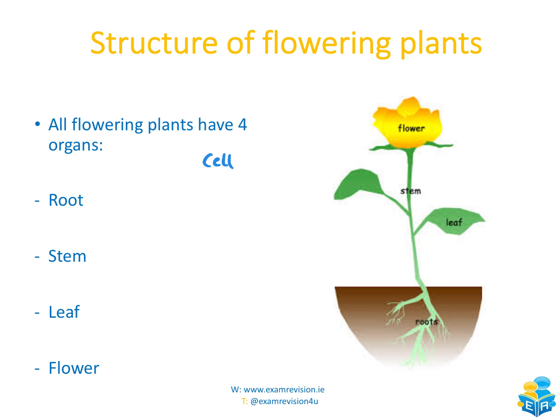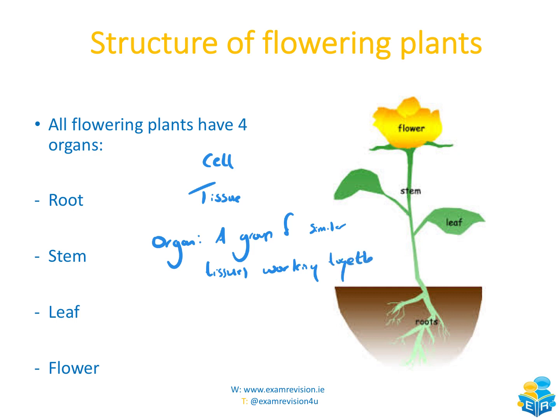Moving on from a cell, if we have a group of cells working together to carry out a similar job, we're going to have a tissue. And then the organ, which is what we're focusing in on here, that's a group of tissues working together to carry out a similar job or function.